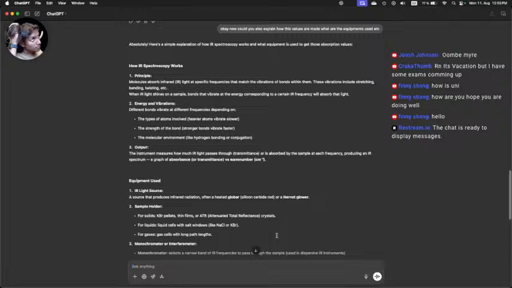Different bonds vibrate at different frequencies depending on the types of atoms involved, the strength of the bond, and molecular environment. The instrument measures how much IR light passes through, the transmittance, or is absorbed by the sample at each frequency, producing an IR spectrum, a graph of absorbance versus wave number.